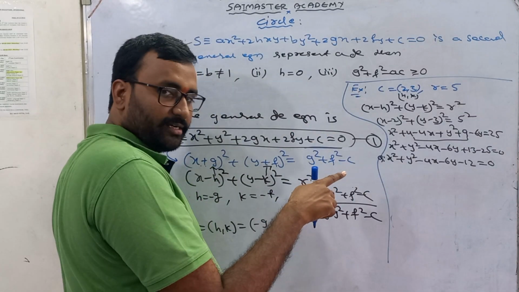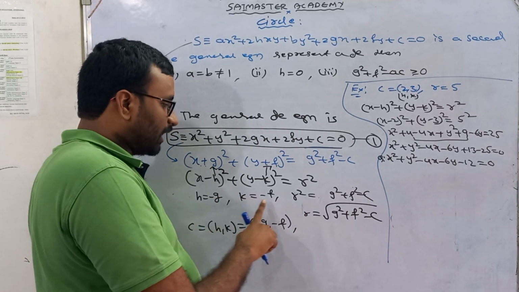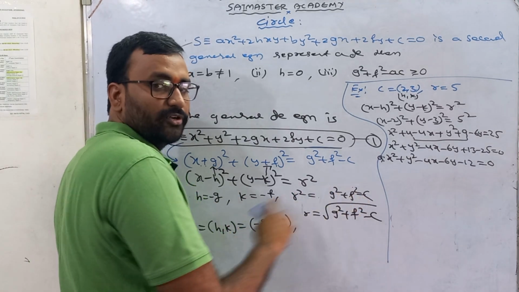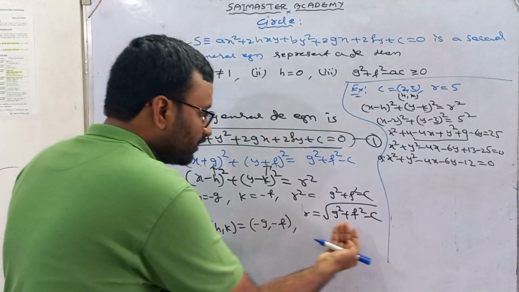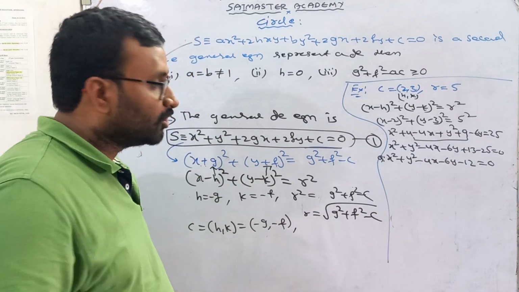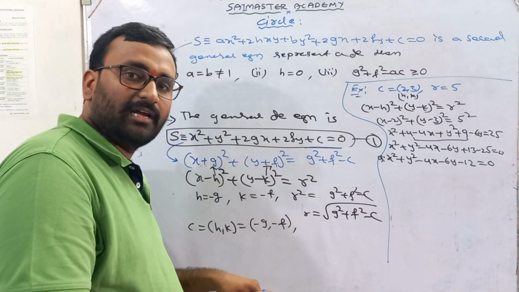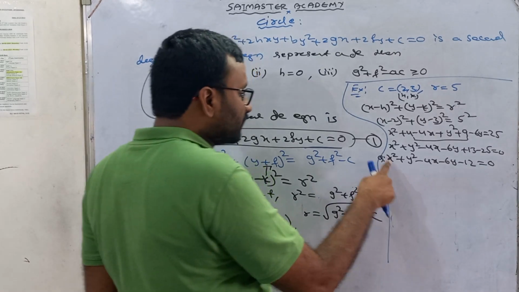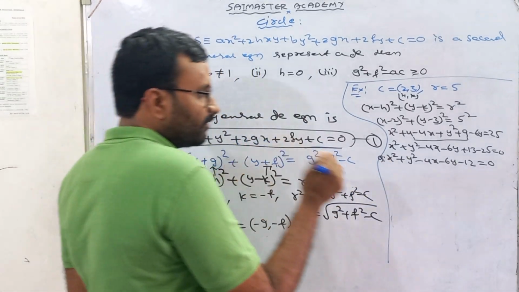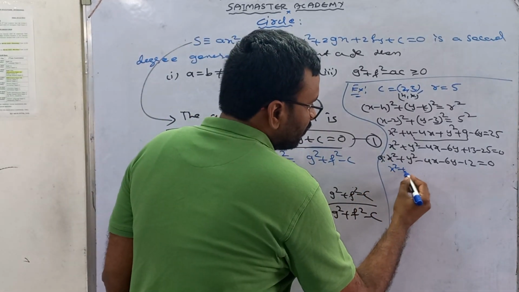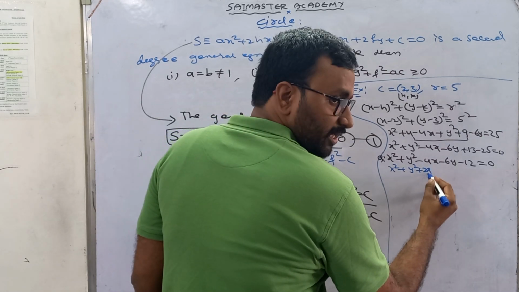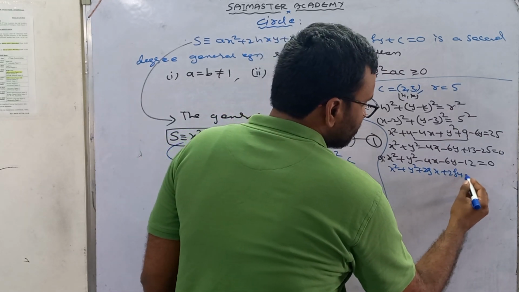To find center and radius, we need to know what? g, f and c. If you know g, f, c, just substitute them into the formulas and you will get the center and radius. To find the g, f and c values, you have to compare this with the general form. So what is the general form I am writing here? x square plus y square plus 2gx plus 2fy plus c is equal to 0.